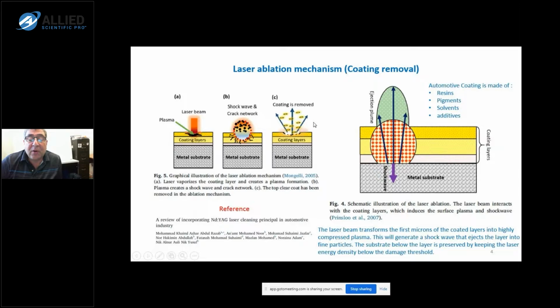This is the case where the coating is actually absorbing the laser radiation. And there are also other cases where the coating is transparent, but the laser beam passes through the coating and is absorbed by the metal underneath. And that generates a shock wave and removes the coating. So in that case, we call it spallation. That's a different way of removing. And we'll talk about that when we go to the nuclear industry.